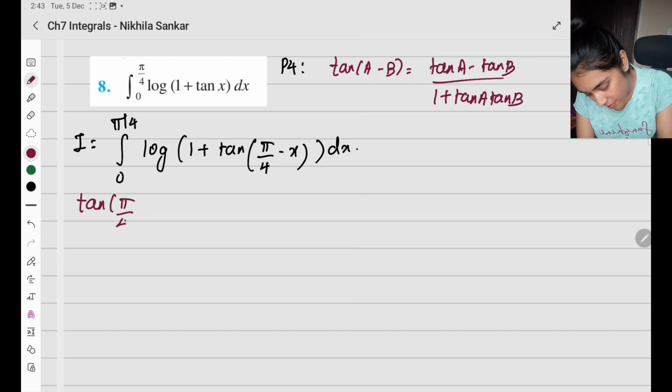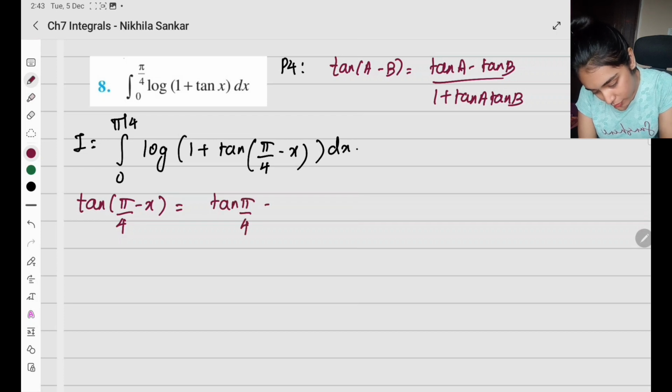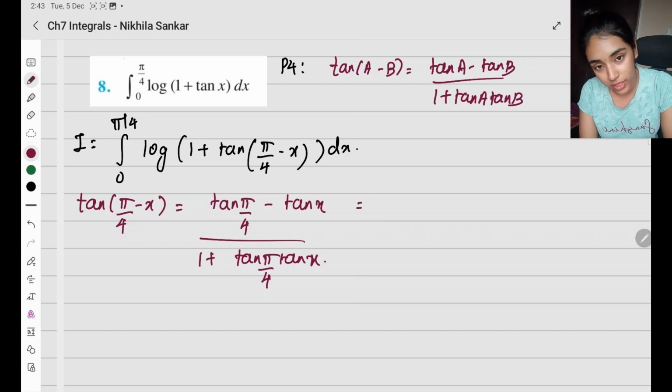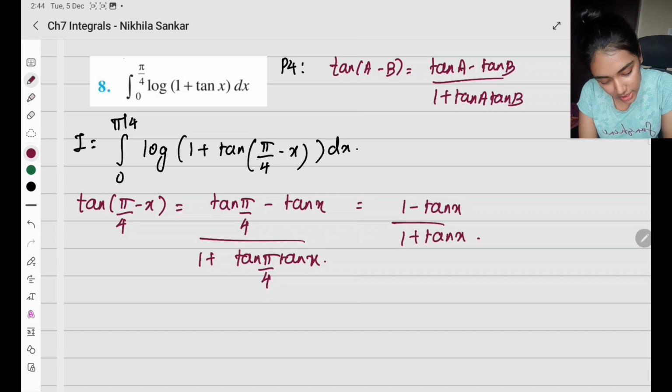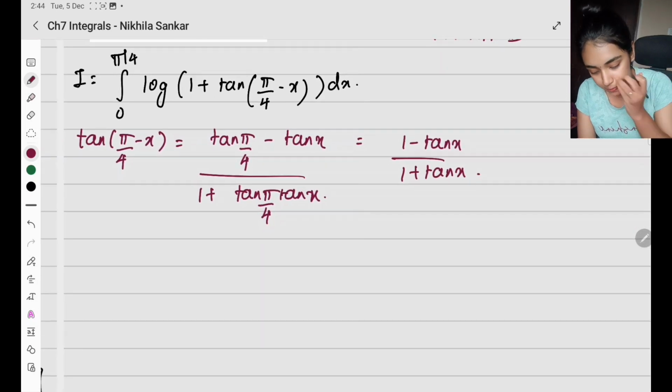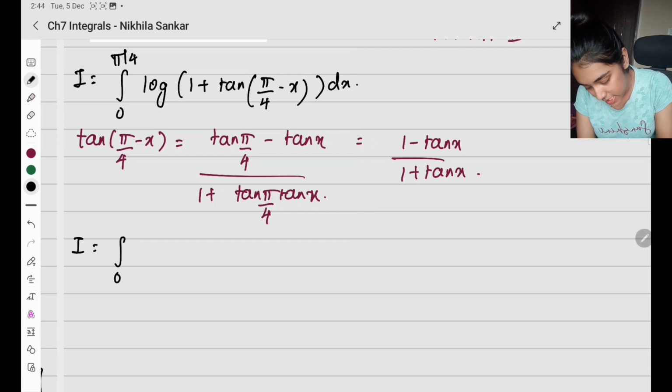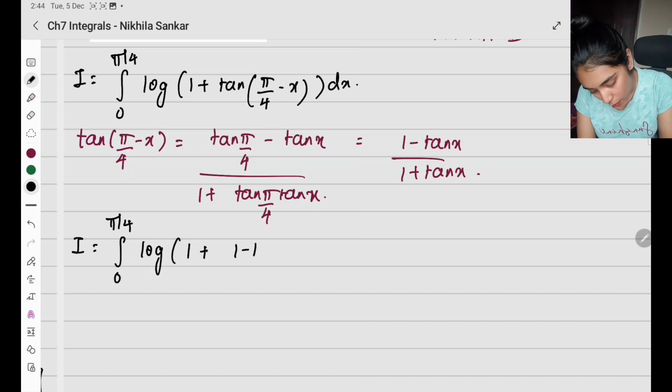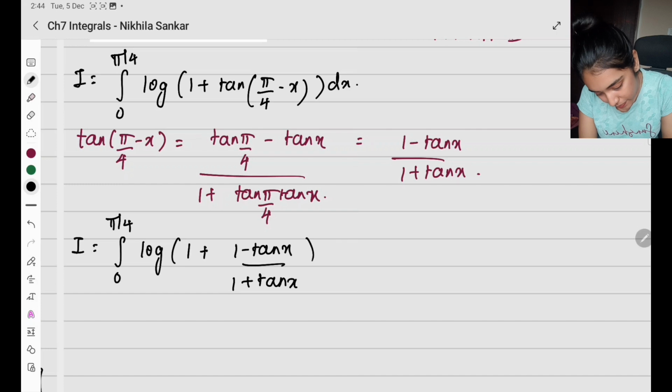So what is my tan a? I'll write it here. So tan of pi by 4 minus x is going to be tan a, tan pi by 4 minus tan b divided by 1 plus tan a tan b, where b is x. So this is tan pi by 4, which is tan 45. So 1 minus tan x divided by 1 plus tan x. So this is inside the integral. So I have I equals integral 0 to pi by 4 log of 1 plus 1 minus tan x divided by 1 plus tan x times dx.